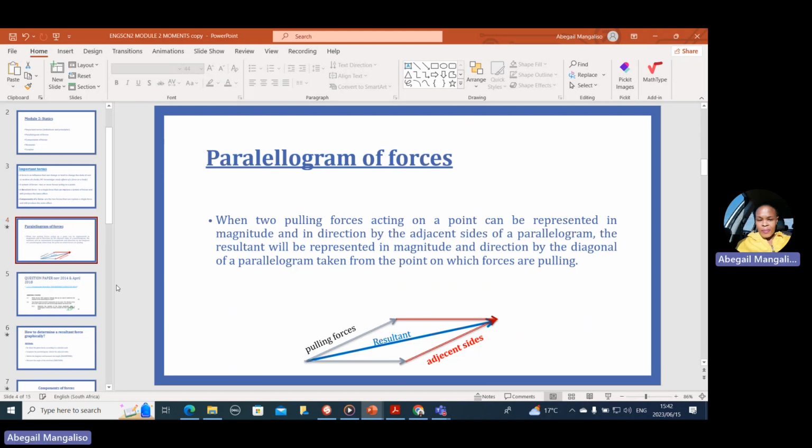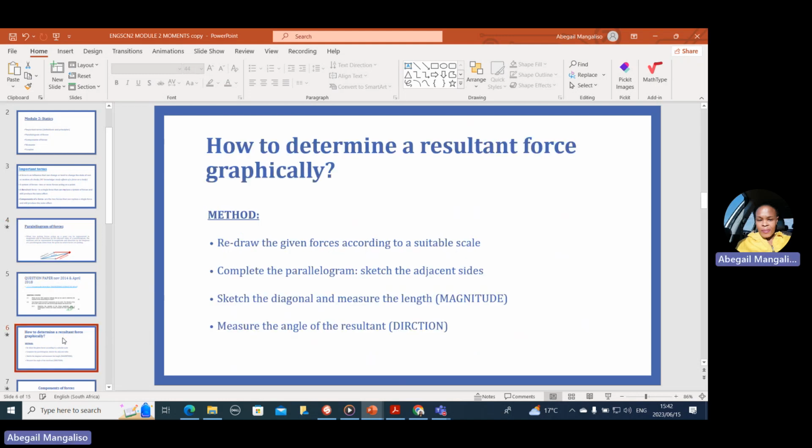Now let's look at the second slide on how to determine the resultant force graphically. The steps that you're going to follow, or the methods. First one, you redraw the given forces according to a suitable scale. So if a force is pushing, you change its nature to pulling, because the definition says two pulling forces, so they must act away from the point.